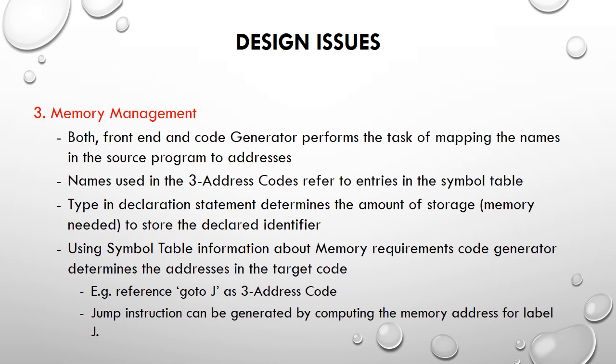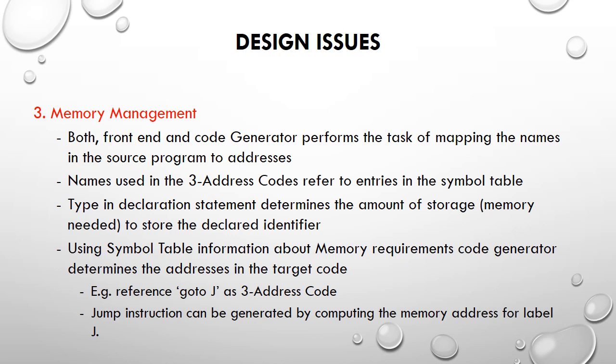The type in a declaration statement determines the amount of storage. For example, if I have declared int x, x has been defined as int. If it is a Turbo C++ compiler, in that case x will be allocated 2 bytes of memory. So the type in the declaration statement determines how much space the given variable will take in memory.